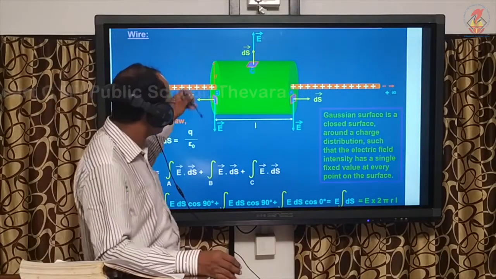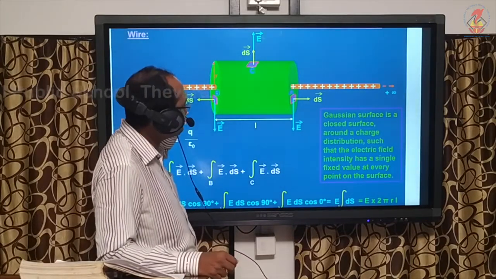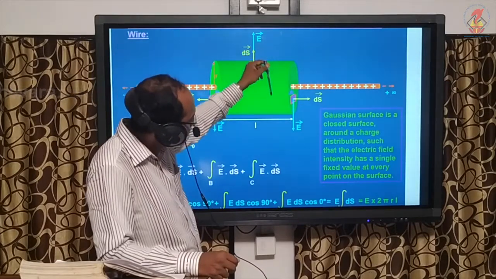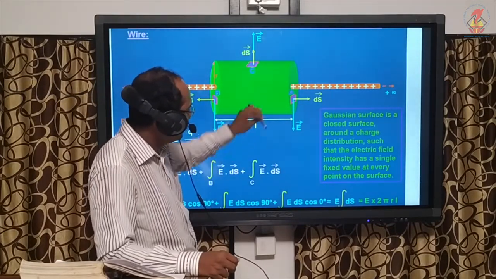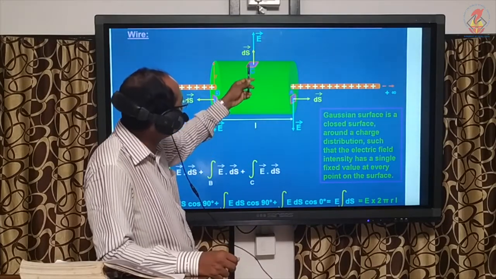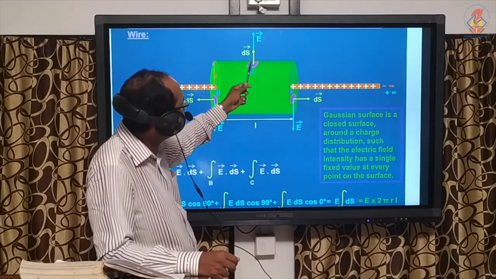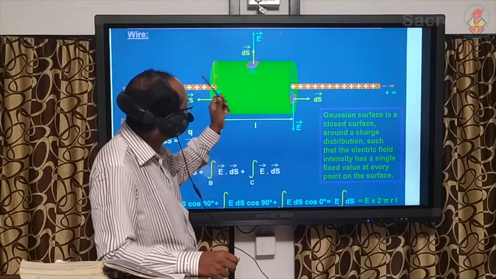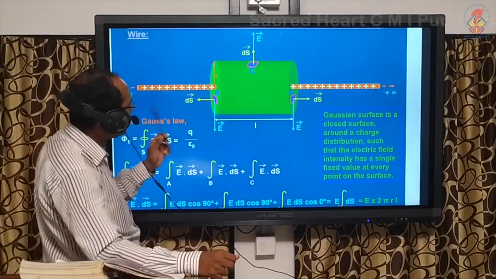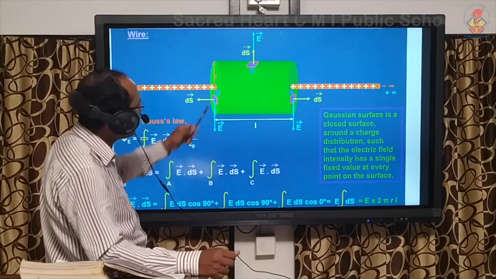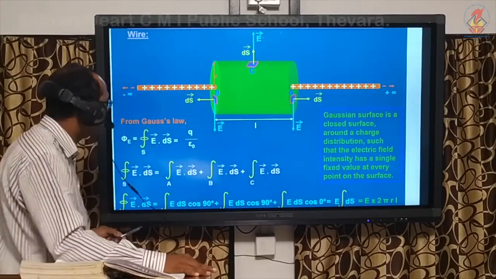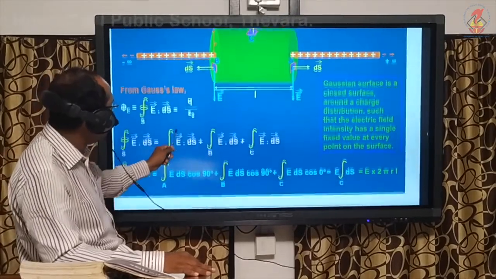So why did I mark the electric field in the downward direction? Because due to a positive charge, electric field is normally downward and upward. So here I marked downward. And at the point C, you can see that the electric field I marked as perpendicularly upward. Now, at the point A and B, theta is 90 degree, and at the point C, area vector and electric field are in the same direction, so theta is 0. So we are going to apply Gauss theorem.